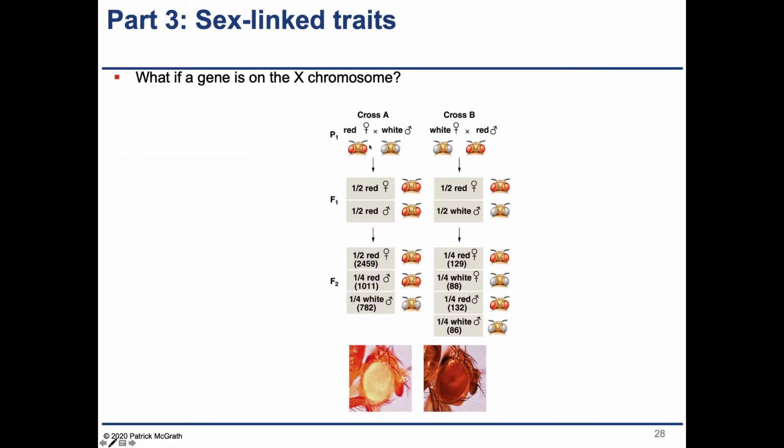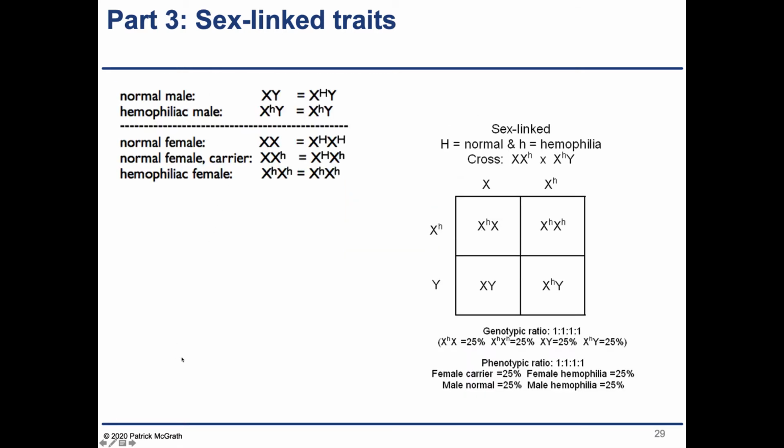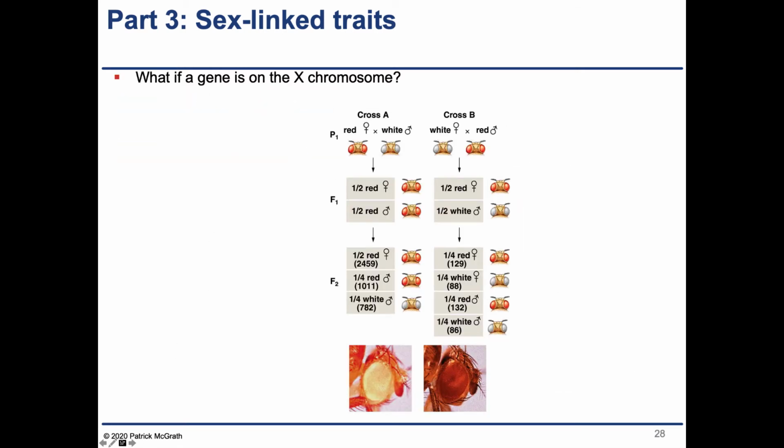All right, the final thing that we are going to cover is sex-linked traits. So sex-linked traits occur when the gene is on the X chromosome. So what if the gene is on the X chromosome? And so why is that a thing?